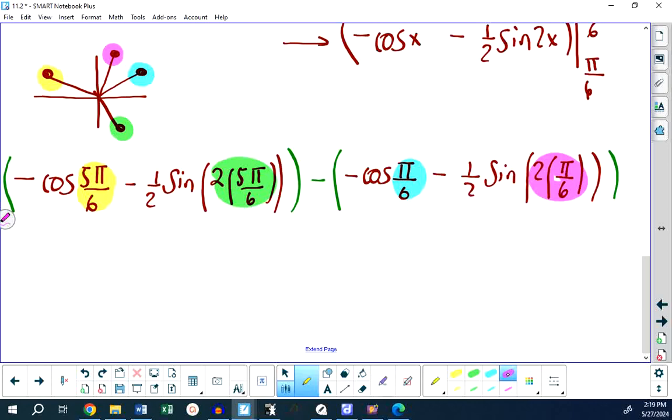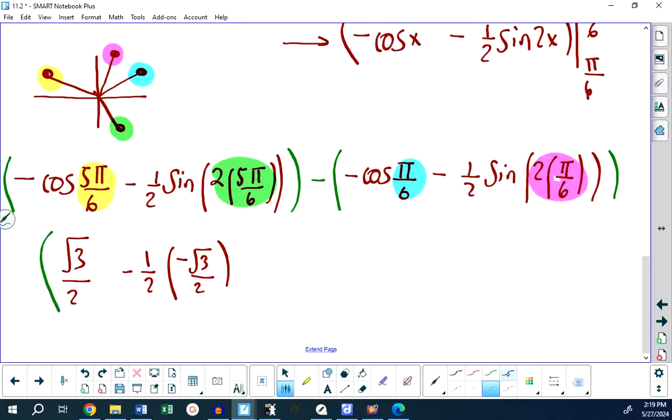So negative cos of 5 pi over 6, the cosine of the yellow point, or rotation angle that takes us there, is the x-coordinate, which is negative root 3 over 2, but it's negative cos, so this is root 3 over 2. Minus 1/2, the sine of 5 pi over 3, which is the rotation to take us to the yellow point. The sine is negative root 3 over 2. I mean, this is going to change to positive, but I'll leave that for the next step.